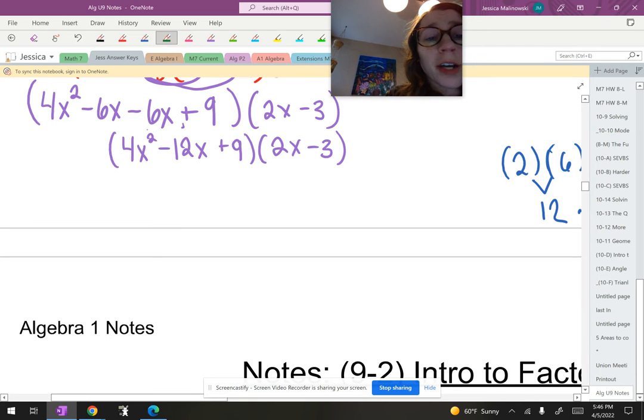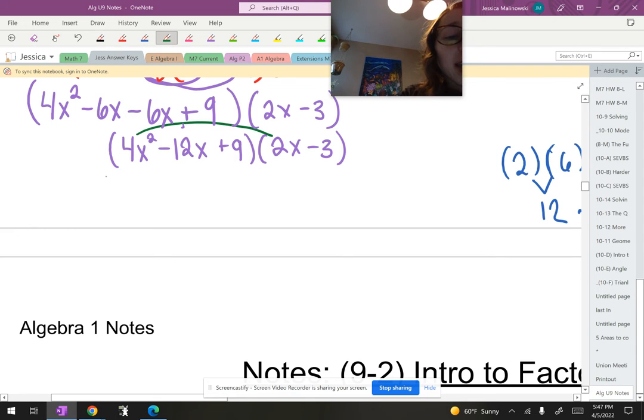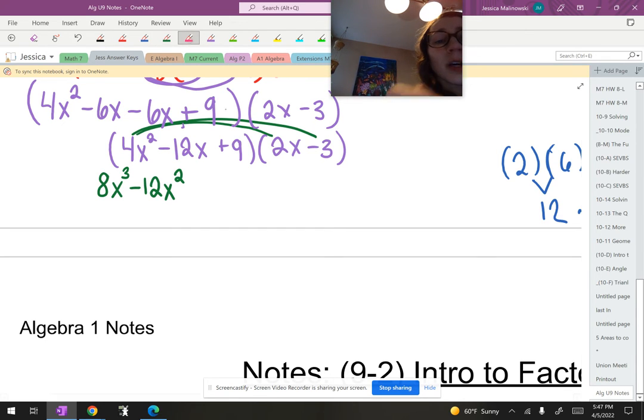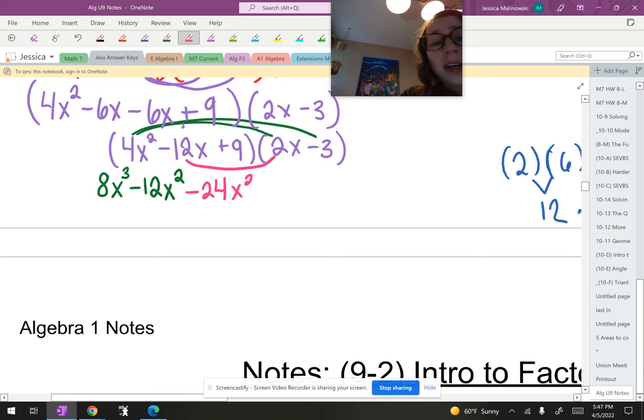So I need to take that 4x squared and multiply it by the 2x to get a 8x cubed, x squared times x, and then 4x squared times the negative 3 to get a negative 12x squared. The negative 12x is coming up next. Negative 12 times 2 is negative 24. X times x is that x squared. Negative 12 times negative 3 is a positive 12 times 3 is 36x.